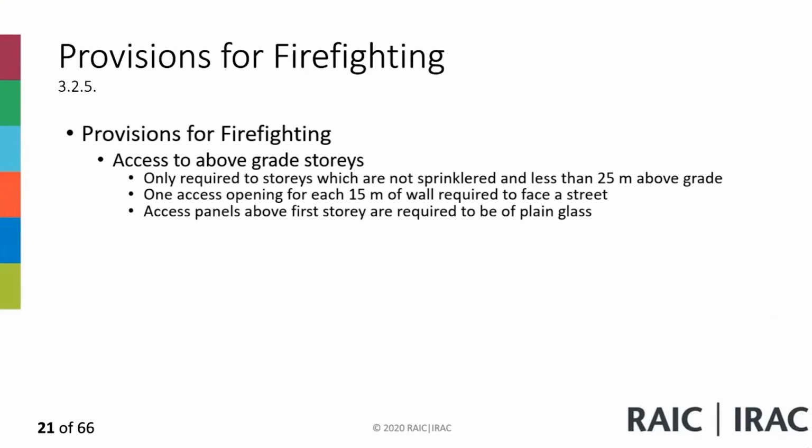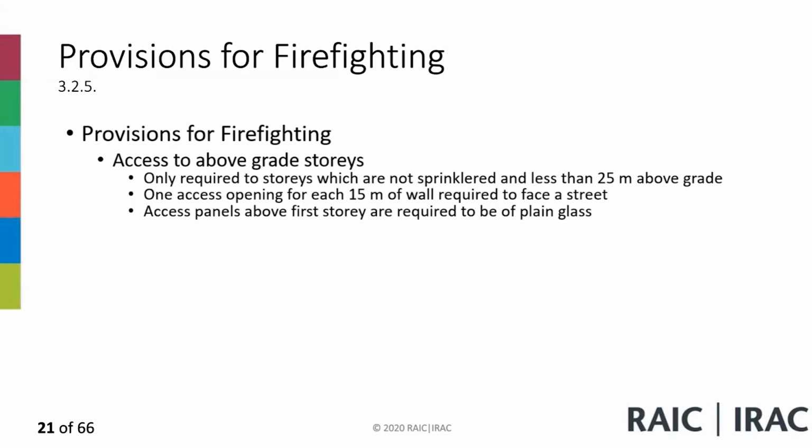Provisions for firefighting, access to above and ground stories. Let's take a look at 3.2.5, which is provisions for firefighting. In a non-sprinklered building, you need to provide access to above grade. Firefighting access is only required for buildings of 2 stories which are not sprinklered and less than 25 meters above grade. 1 access opening for each 15 meters of wall is required to face a street, and access panels above the first stories are required to be of plain glass so that firefighters are able to gain access through them.